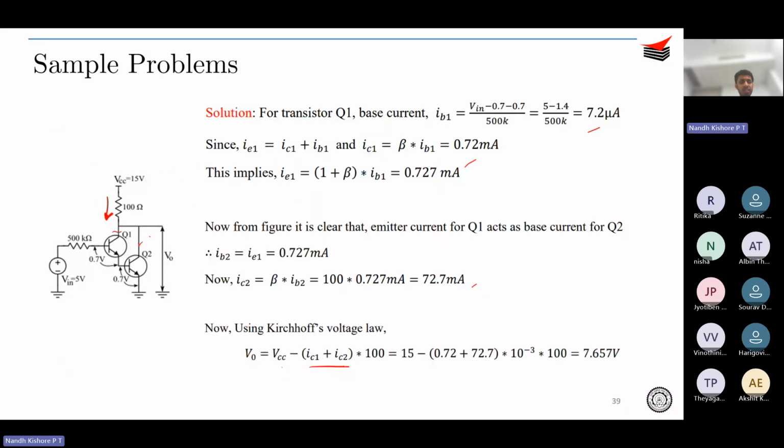So V naught will be VCC minus (IC1 plus IC2) into 100. Why? Because you need to find out what is the current flowing through here. This current, just applying KCL, is IC1 plus IC2. That is the current flowing through the 100 ohm resistor. Okay.